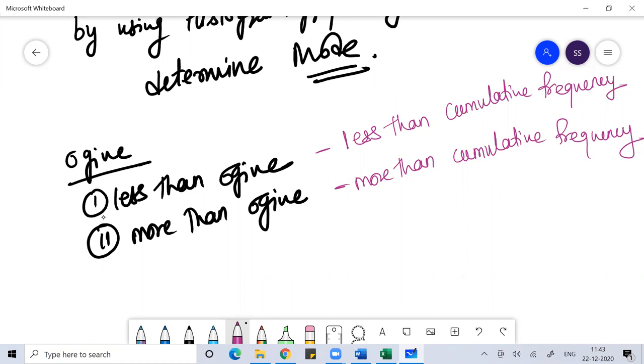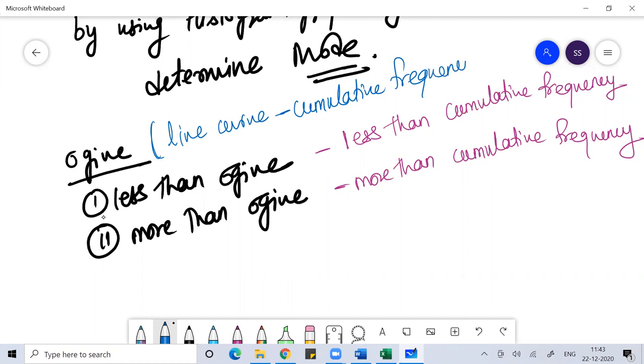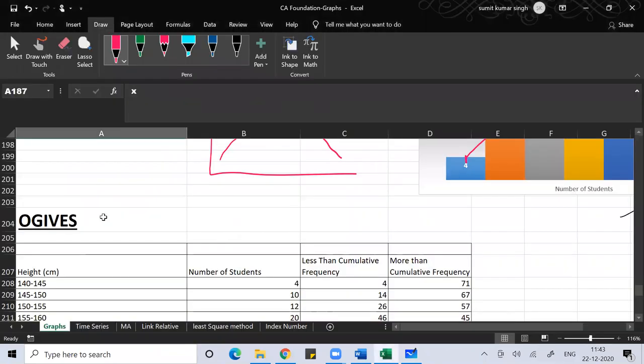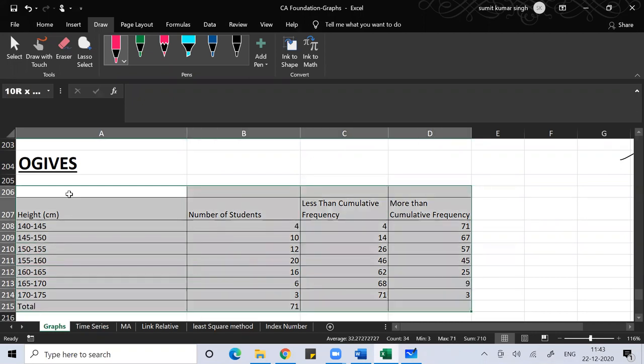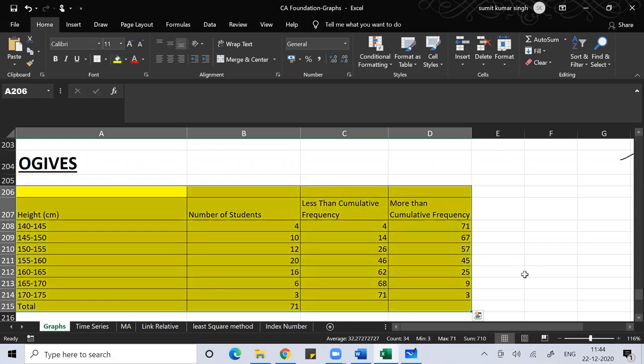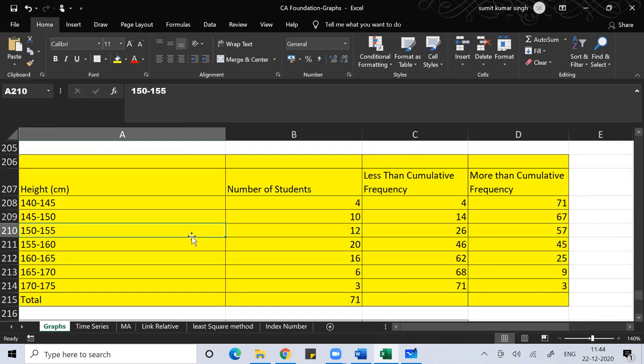Fine. So what is basically an OGIVE? Whether less than OGIVE or more than OGIVE, they are basically a line curve which talks about cumulative frequency. So here you can see this. Everyone, pay attention here. Suppose this is the class interval and this is the frequency. So you have these class intervals and frequencies.